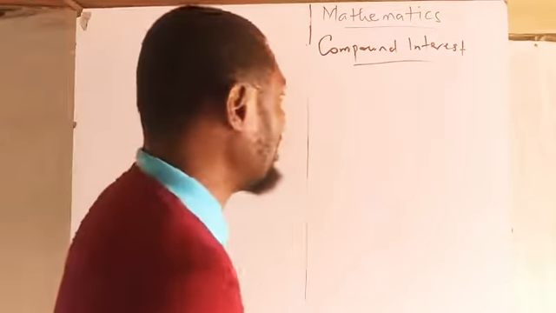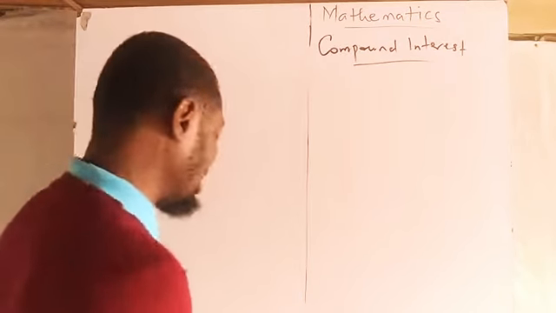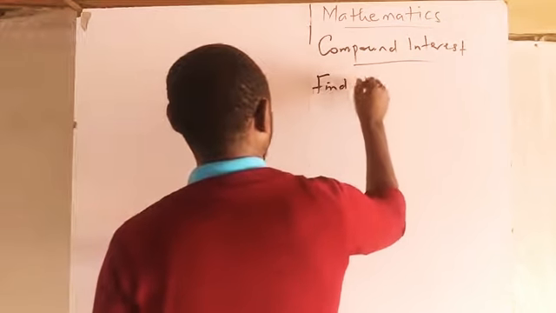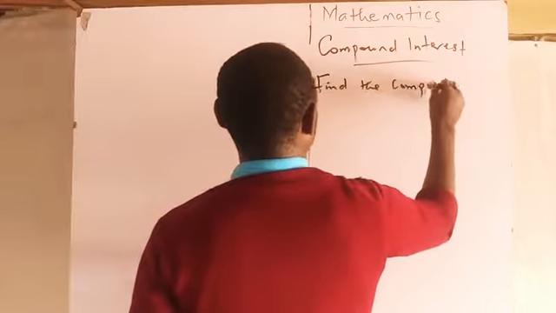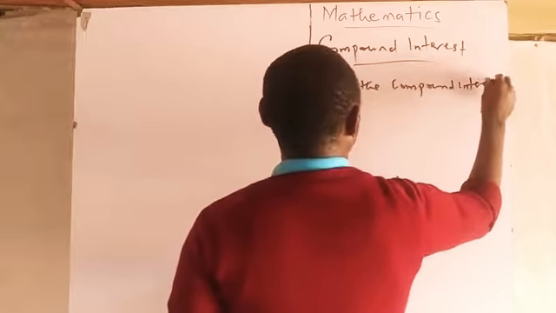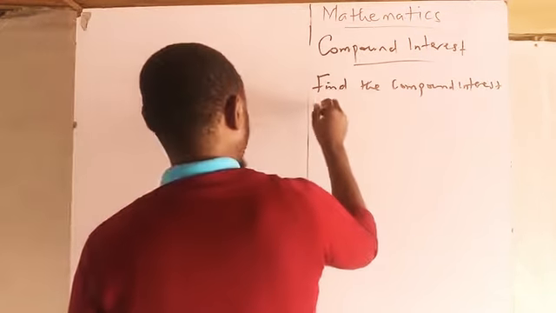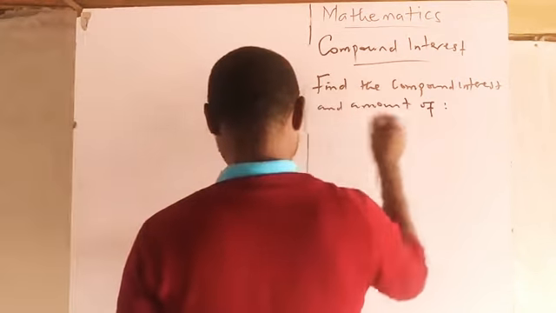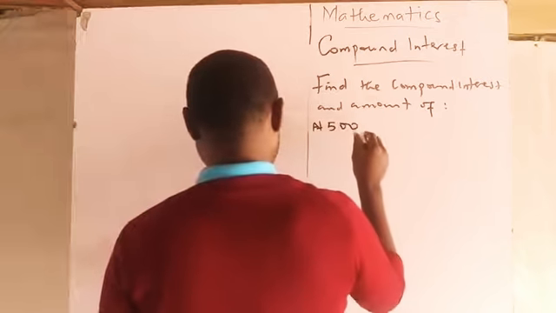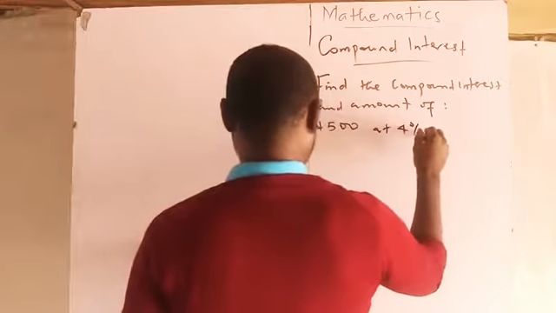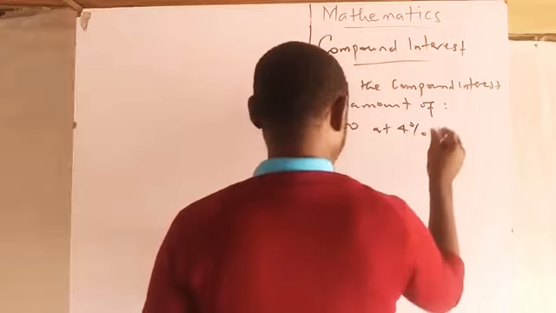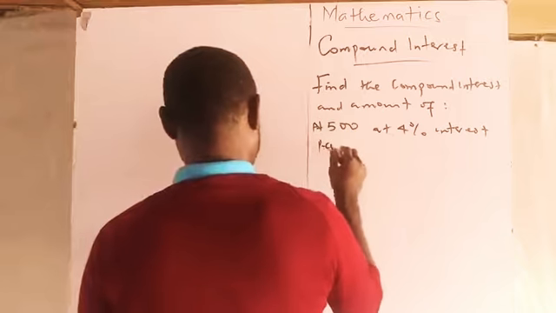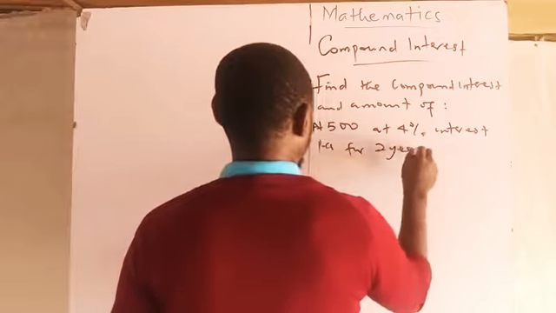You need to be very careful to find out how we deal with this. Look at this problem, compound interest. You have to find the compound interest and amount of 500 naira at 4% interest per annum for 2 years.